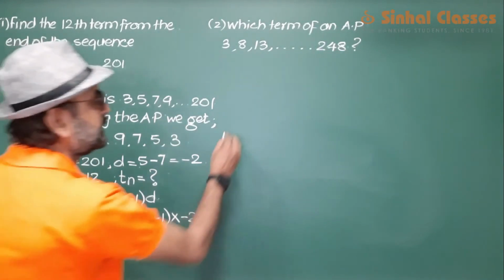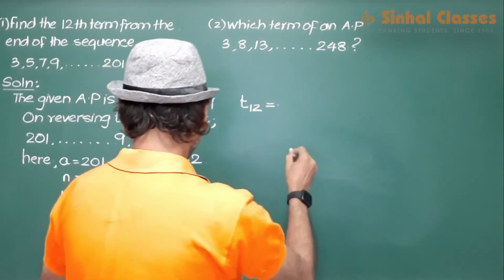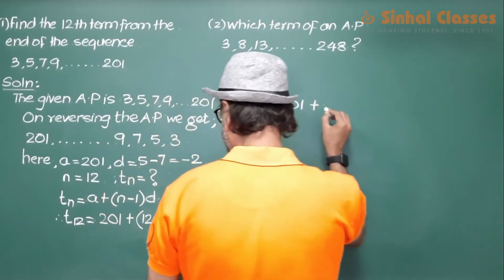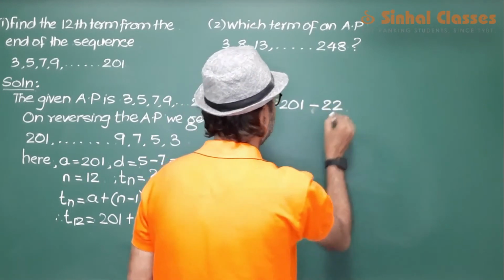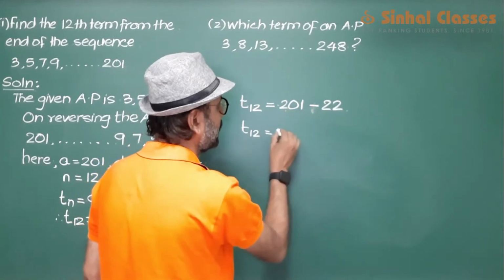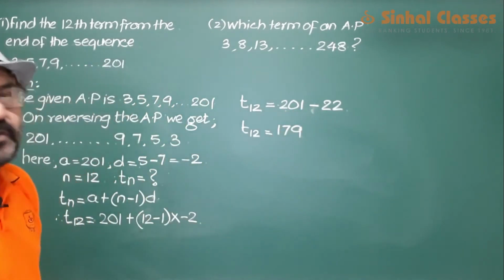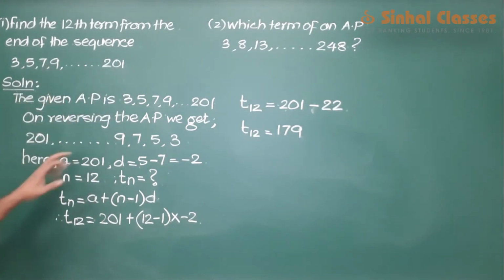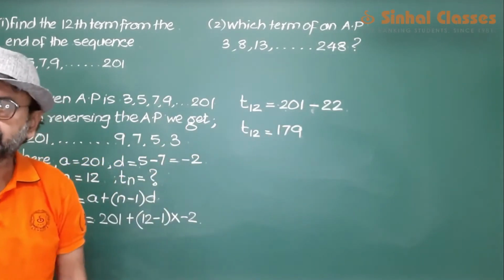Let us solve this. 12th term is equal to 201 plus 11 into minus 2, which is minus 22, 179. So the 12th term from the end of this AP or the 12th term from the start of this AP is 179. This is our answer.